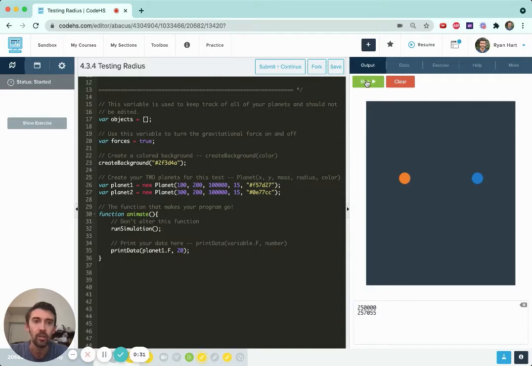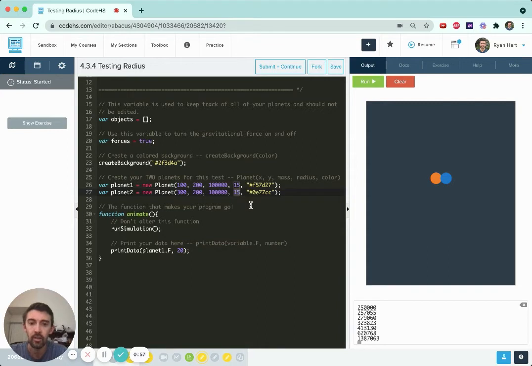And you can see two planets and them being pulled together. There's an attractive force. And here we're printing out unitless values of that gravitational force between those two planets. So in this exercise, we get to test the radius and see how that affects the force. And we see right now, there's 250,000 units of force acting on the planet.